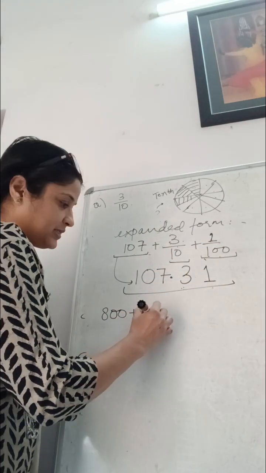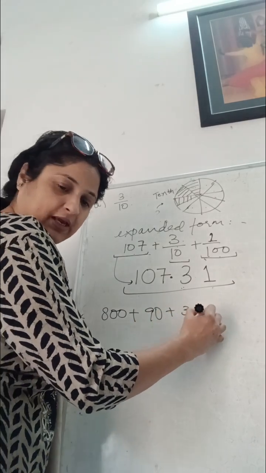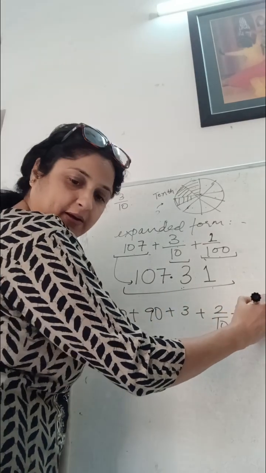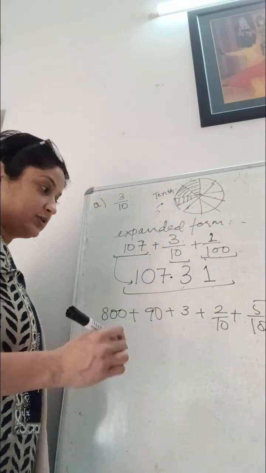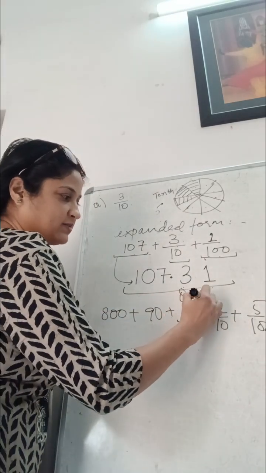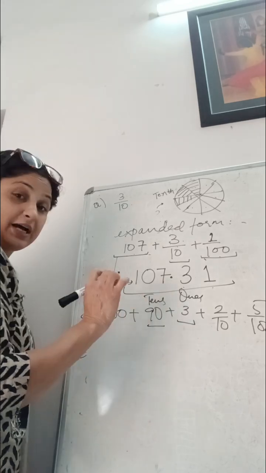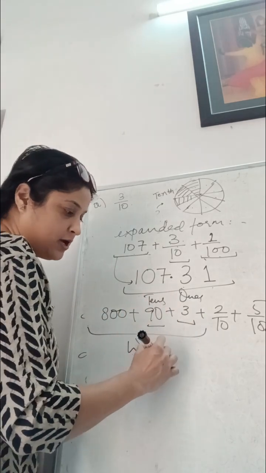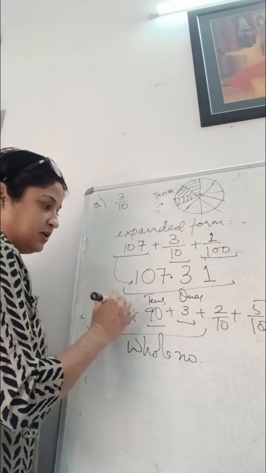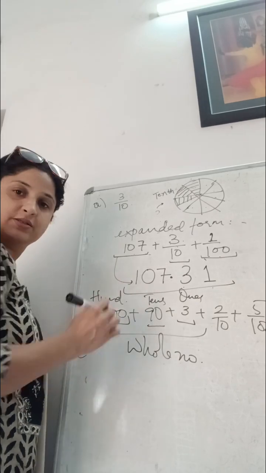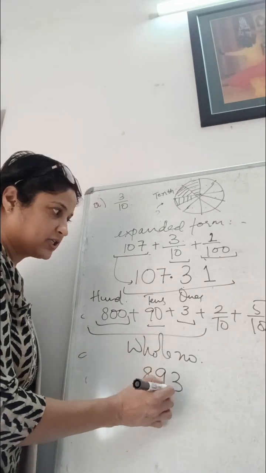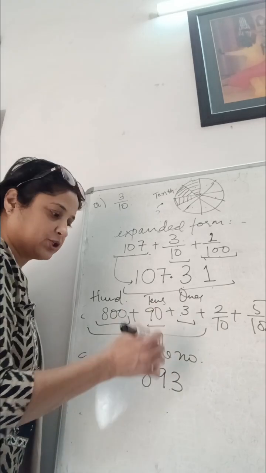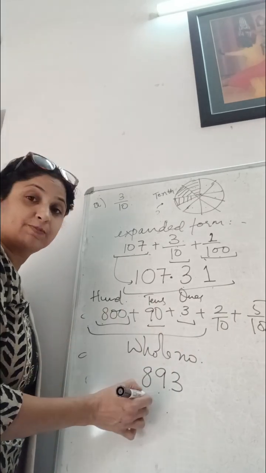800 plus 90 plus 3 plus 2 upon 10 plus 5 upon 100. So my dear children, see, this is ones place, this is tens place, these are the whole numbers. ये पूरा whole number है क्योंकि यहाँ पे कोई भी fraction नहीं है. ये हमारा क्या हो गया? hundreds place. So मेरा कितना हो गया ये? 893. क्योंकि ones place में मेरे पास क्या है? 3. tens place पे क्या है? 90. और hundreds place पे क्या है?